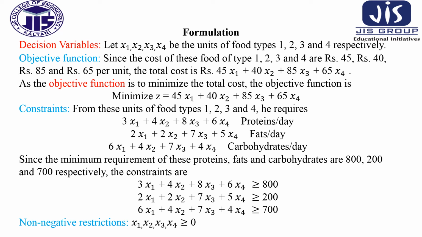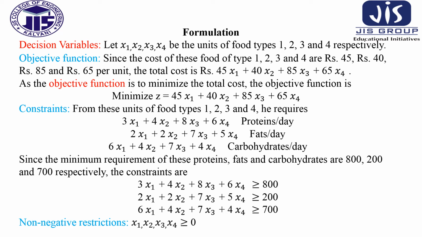To purchase x2 units of food type 2, the total cost will be rupees 40 x2. In this way we calculate the total cost. So this is 45 x1 plus 40 x2 plus 85 x3 plus 65 x4. I think this is clear to all.